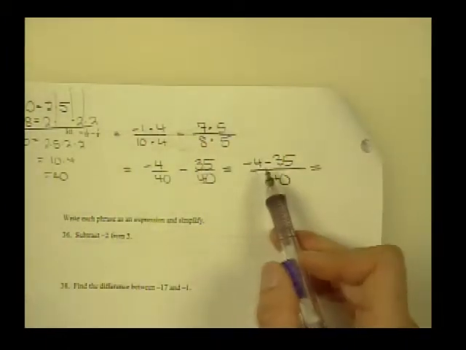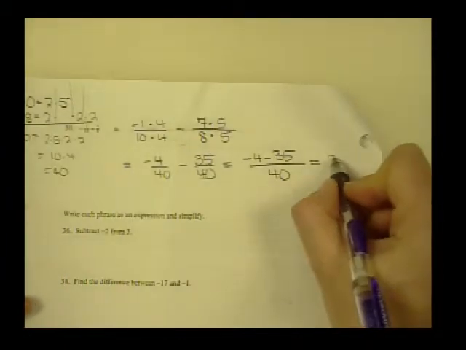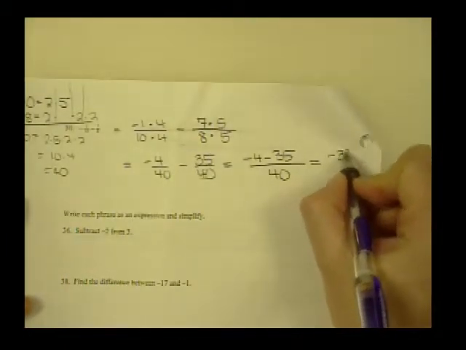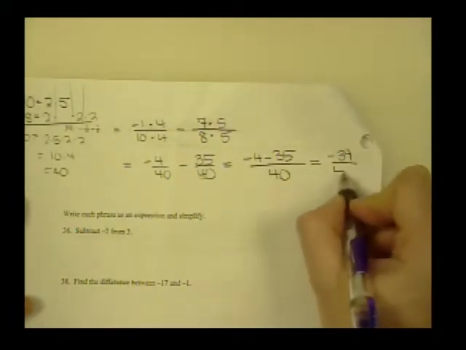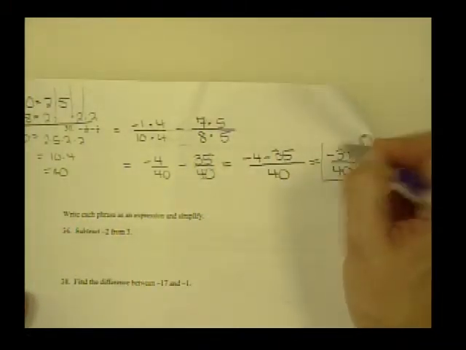So you were down $4 and they took away $35. So altogether you're down how much? 39 over 40. And neither one of those numbers is prime, but the only things that go into 39 are 3 and 13, besides 1 and 39. And those don't go into 40. So that's our answer.